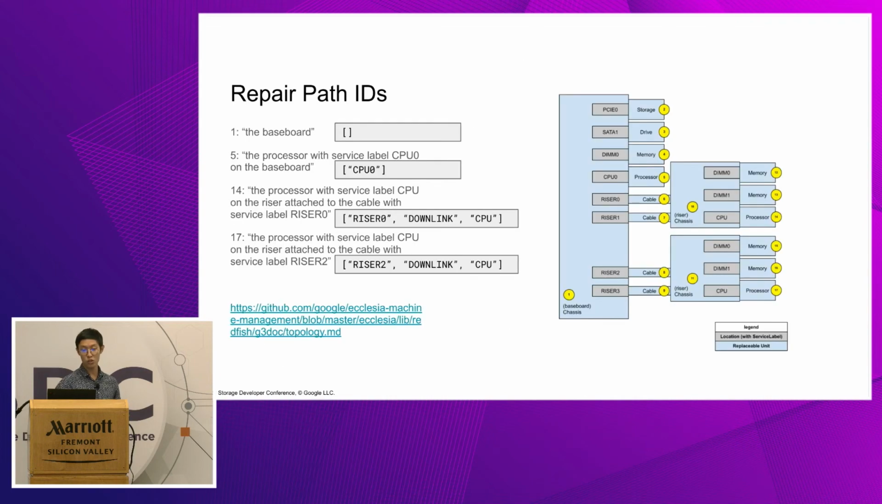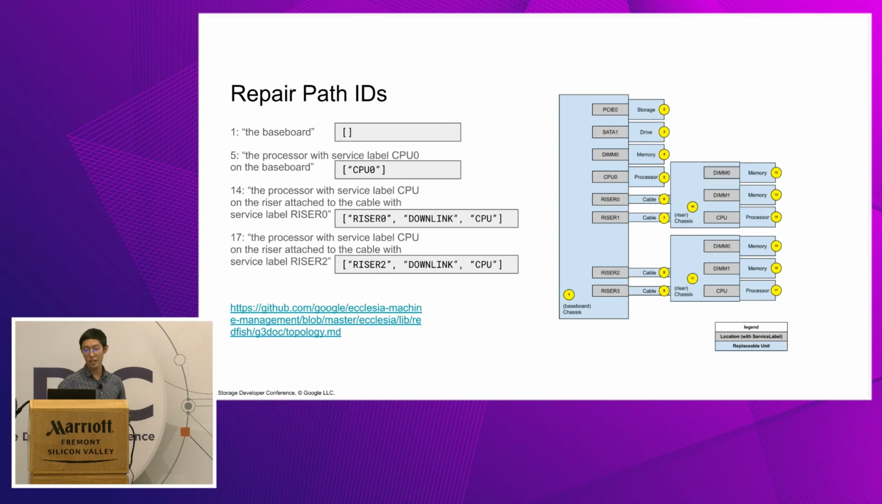So an overview of what we do is we're basically using the service label property that Redfish provides. Service label is defined to be a silkscreen name or something that's physically identifying the piece of hardware.